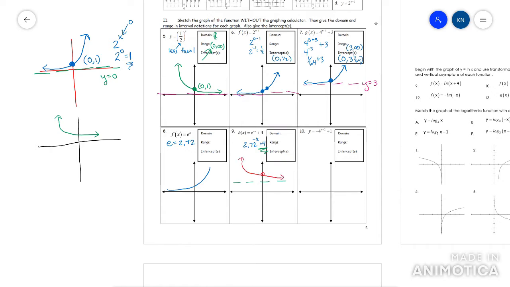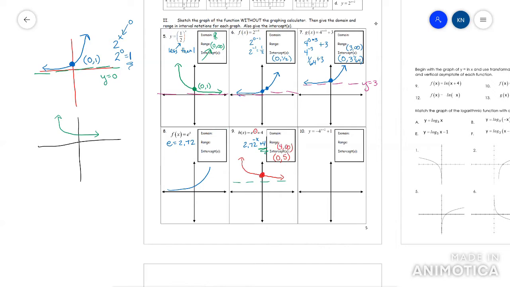If you wanted to get this y-intercept, you would plug in 0 for x. So you would get e to the 0, which is 1. And then plus that 4 would make 5. So this intercept's at 0, comma 5, like that. And the range, the lowest it goes is 4.